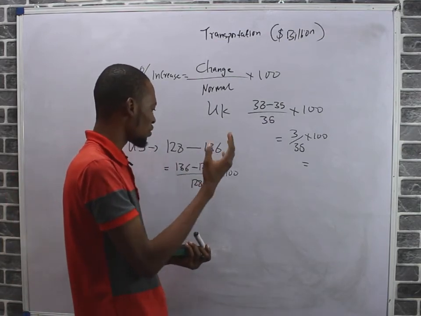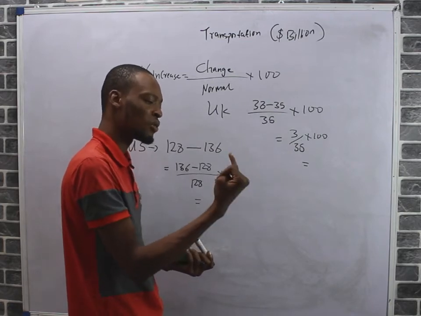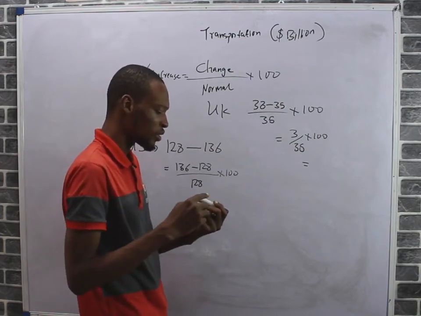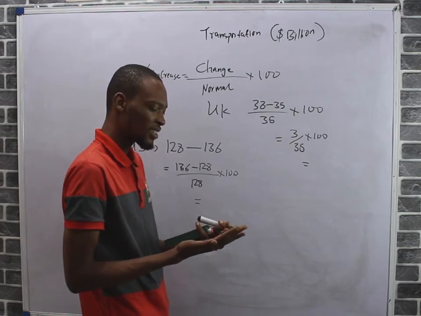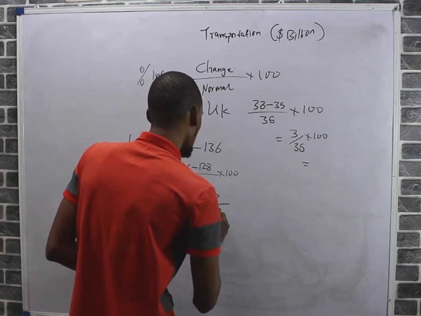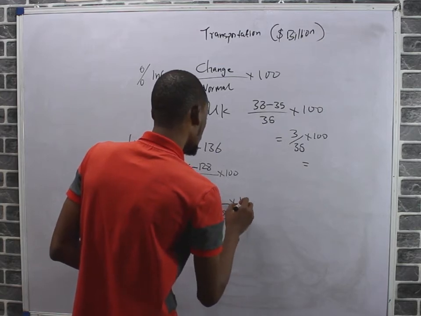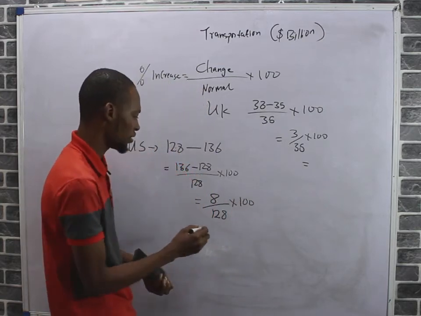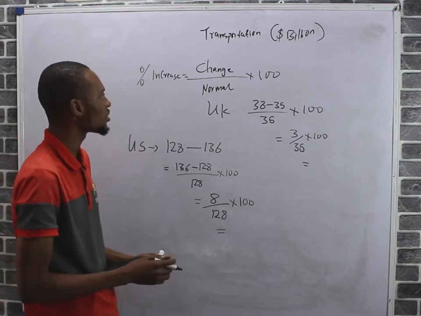Now, 128, 129, 130, 131, 132, 133, 134, 135, 136. That's 8. So the change is 8 over 128 times 100 equals, we'll find that out.